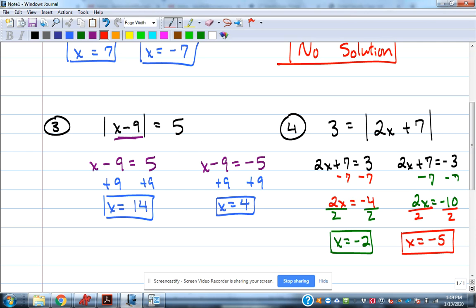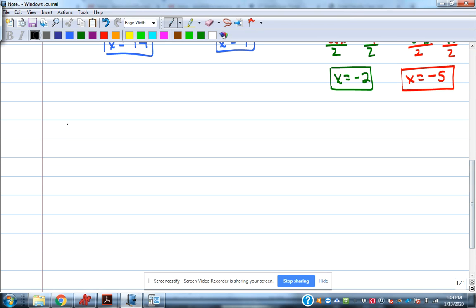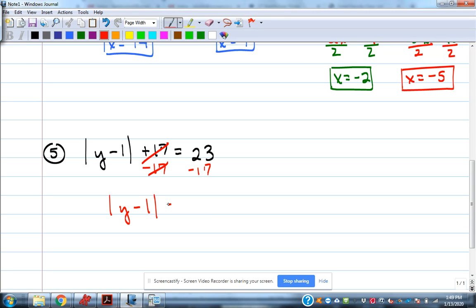All right. And then set up 2 equations and solve them. That's the idea here. So let's look at example 5. Absolute value of y minus 1, plus 17 is equal to 23. Is the absolute value isolated on this problem? No. So we need to isolate the absolute value part. So what do we need to do first? Yeah, move this 17 out of the way. So we subtract that, and there's our absolute value by itself now.